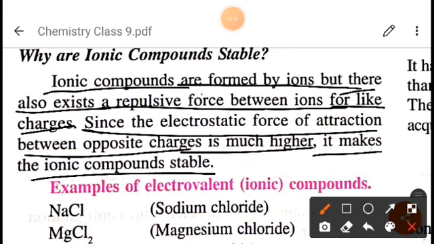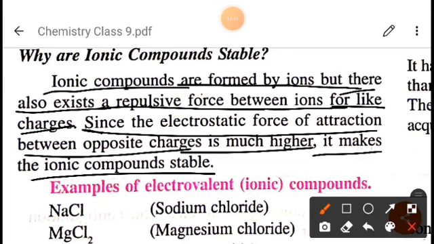Now next, some common features of ionic compounds are given here. So the first feature is what? Most atoms, most metal atoms, always lose their outermost electron to form positive ions, right?